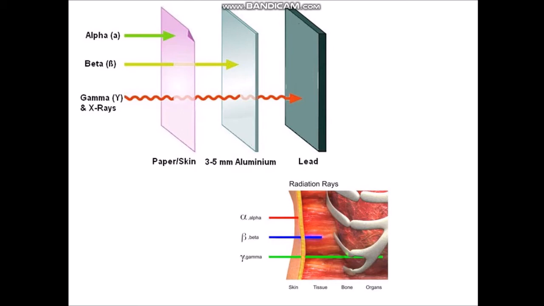So this is what it does to your body. The alpha particles or alpha rays can be stopped by your skin, while the beta can penetrate your skin, but it can be stopped by the underlying tissues. But the gamma rays can go right through your skin, right through your body, and out. So that's how high the penetrating power of gamma rays is.